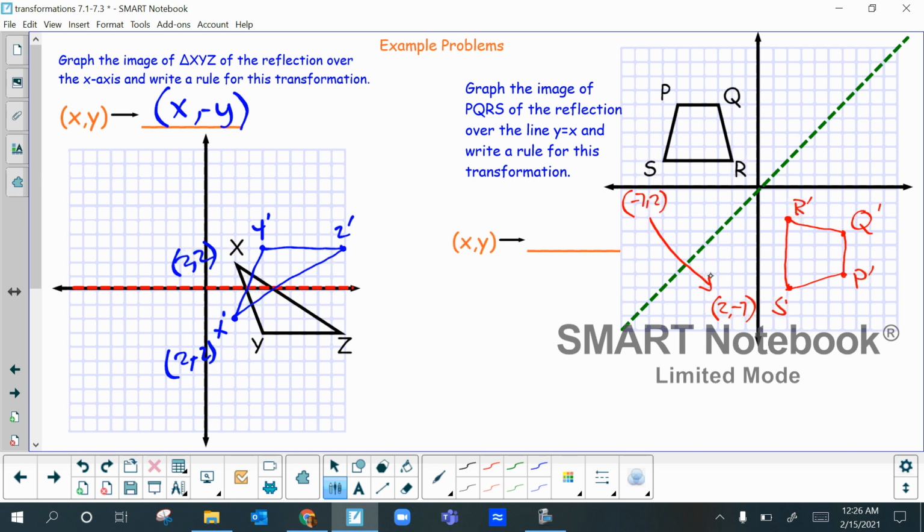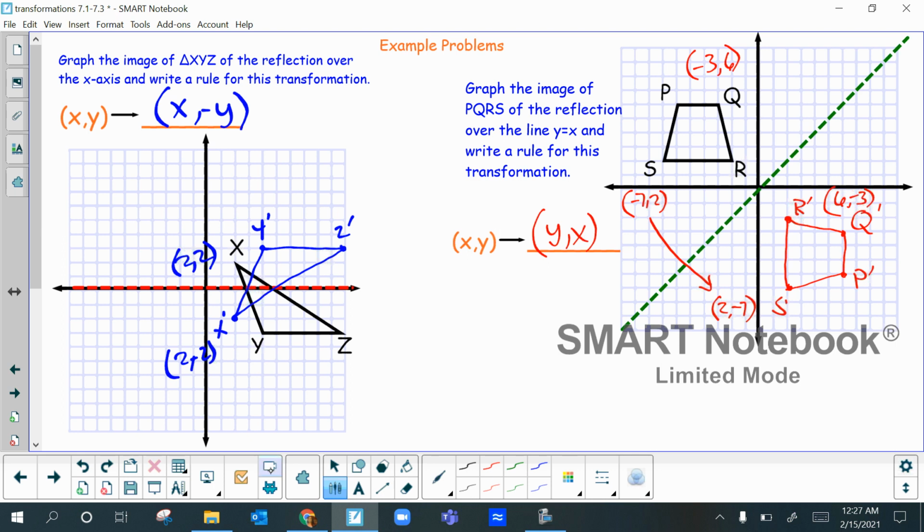Let's double check one more time with the Q. Q is at -3, 1, 2, 3, 4, 5, 6. So Q is at -3, 6. And let's see what Q prime is at. 6, -3. So did they switch positions again? Yes, they did. No signs changed. So the rule for flipping over the line y equals x is y comma x. You switch the two coordinates, x and y.